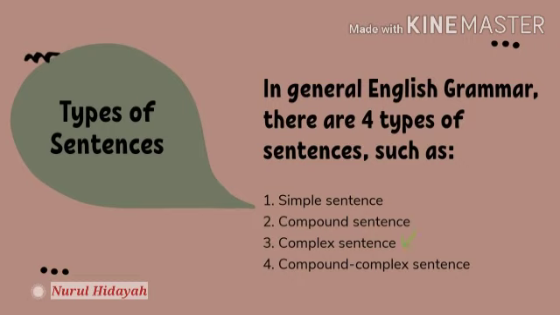And then, the complex sentence. A complex sentence consists of one independent clause and at least one dependent clause. And the last is the compound complex sentence. A compound complex sentence consists of many independent clauses and at least one of them has one dependent clause.